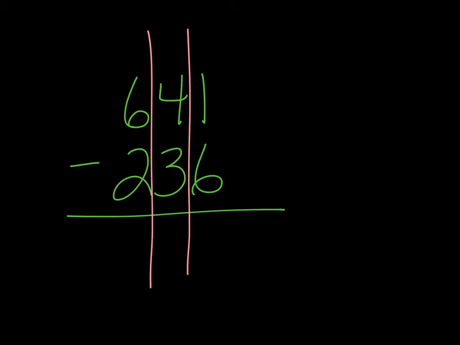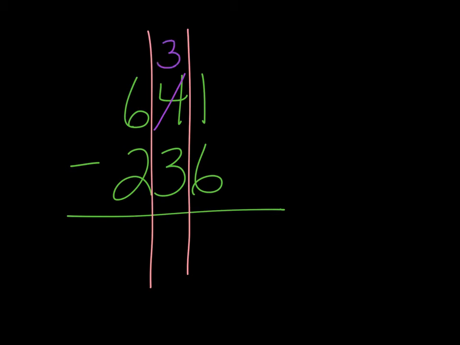Okay, this operates the exact same way, only we're going to have to check each column to see if the bottom is bigger. So I'm going to look here at the first column, and I have a 6 on the bottom and a 1 on top, so the bottom is definitely bigger. So I'm going to have to go next door and take from the tens so that I can give it to the ones. So I'm going to take from the 4 tens, and if I'm taking from it, it's always getting smaller. So this is going to be a 3.